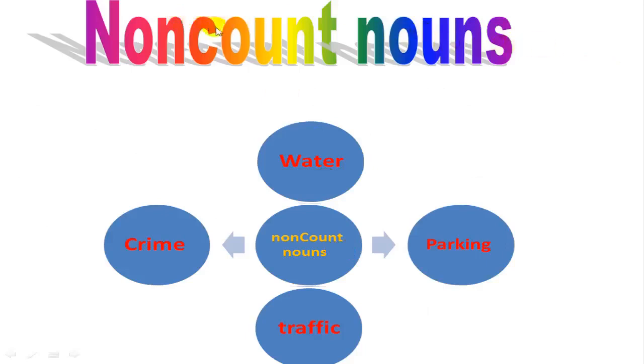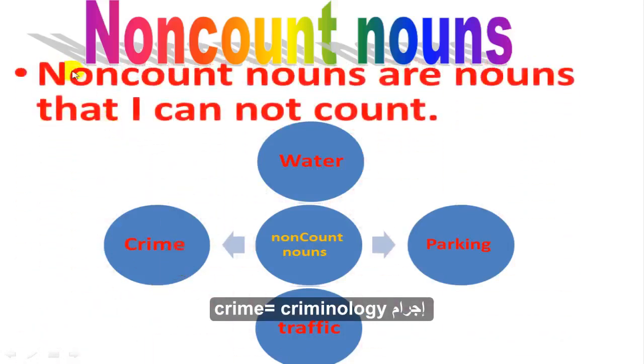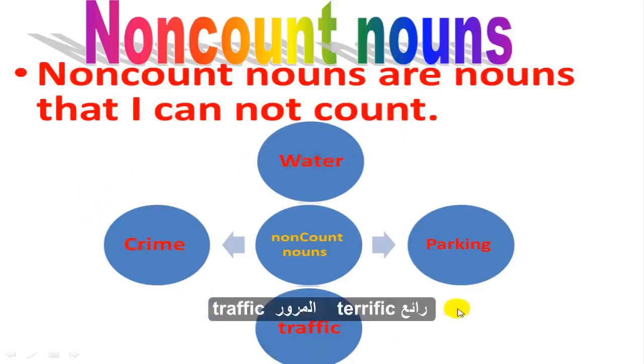Non-count nouns, or uncountable nouns. Nouns that I can't count. I can't say 1, 2, 3, 4. Water. You can't count water. Parking. Traffic. Crime. Crime here doesn't mean a crime, like killing is a crime. No. Crime means criminology. So, non-count nouns are nouns that I cannot count, like water, crime, traffic, parking.